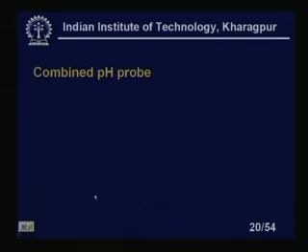Now, the combined pH probe. Using two probes is obviously problematic in many cases, so we want something very handy. That type of electrode is a combined electrode. You will find it in most applications nowadays; in our country Philips is making that type of probe, and other companies are also making them.